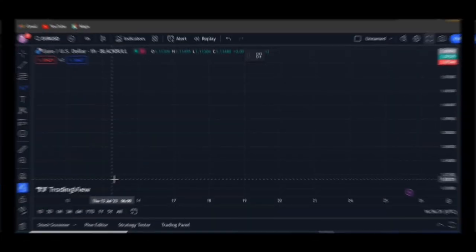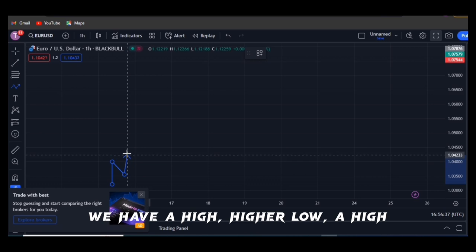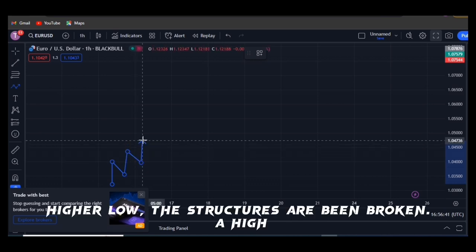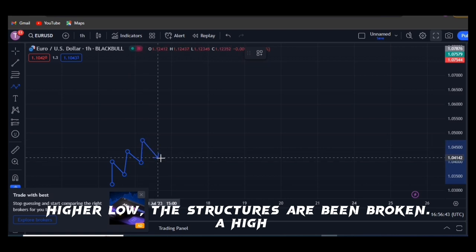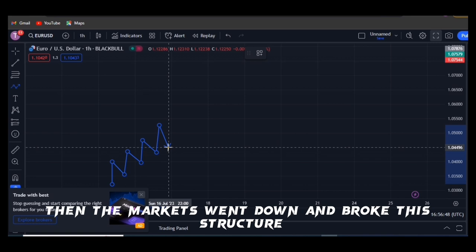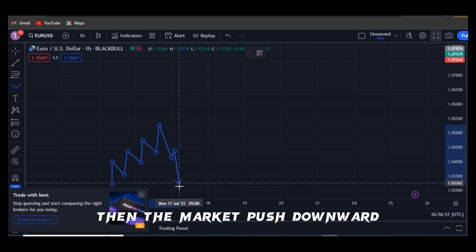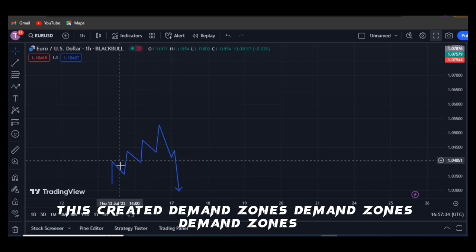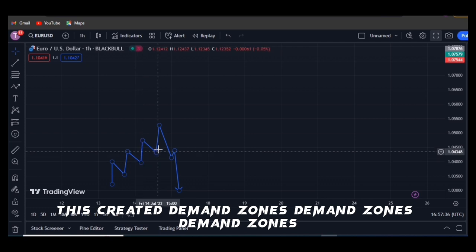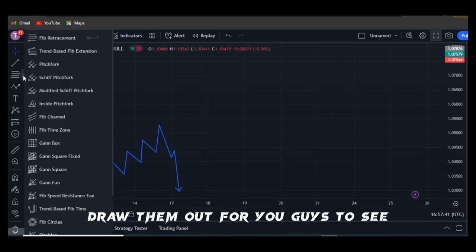Guys, let's assume we're in an uptrend. We have a high, a higher low, a high, a higher low. The structures have been broken, a high, a low, a high again. Then the market went down and broke this structure. Then we had something like this. Then the market pushed downward. This created demand zones. Let me draw them out for you guys to see.